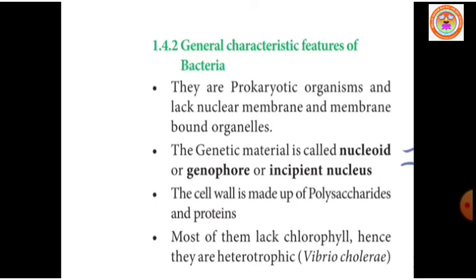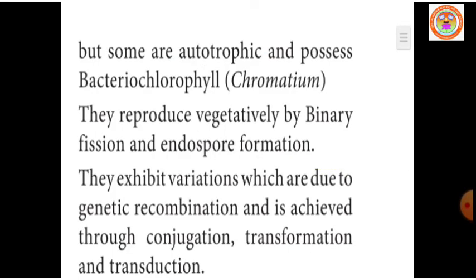The cell wall of a bacterium is made up of peptidoglycan and other materials. Peptidoglycan is a polysaccharide. Most bacteria are heterotrophs because they do not have chlorophyll in their cells. So they are heterotrophs and cause infections by growing on a host. Vibrio cholerae is an example.